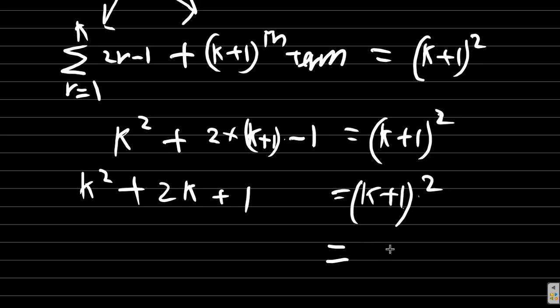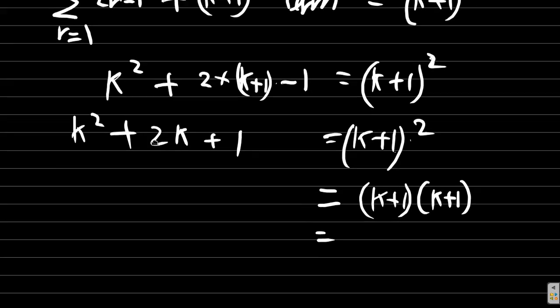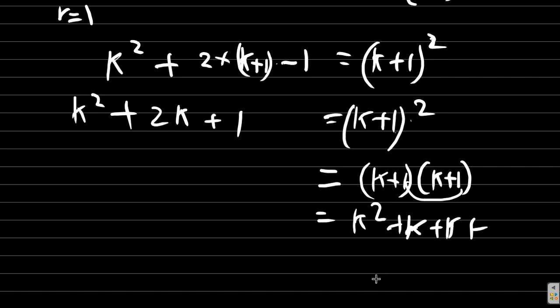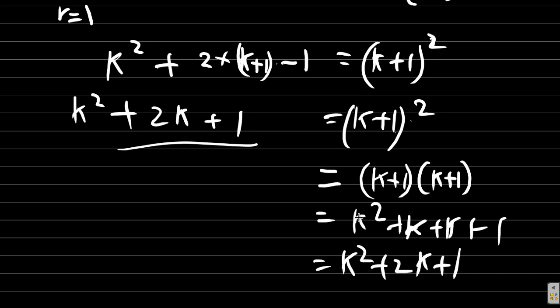Now, suppose we multiply out the brackets. We would have k plus 1 times k plus 1. So, we would have k squared plus k plus k plus 1 times 1 gives you 1. So it's k squared plus 2k plus 1. Same thing as this, alright? So you prove it.